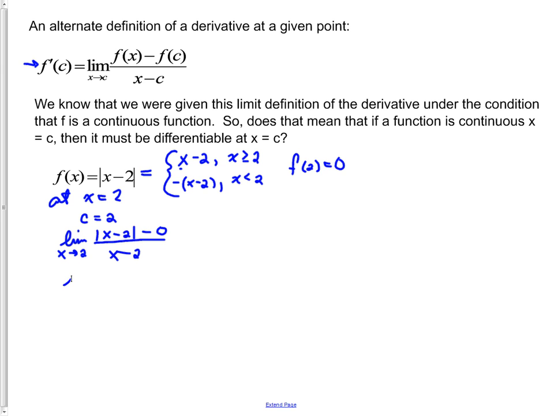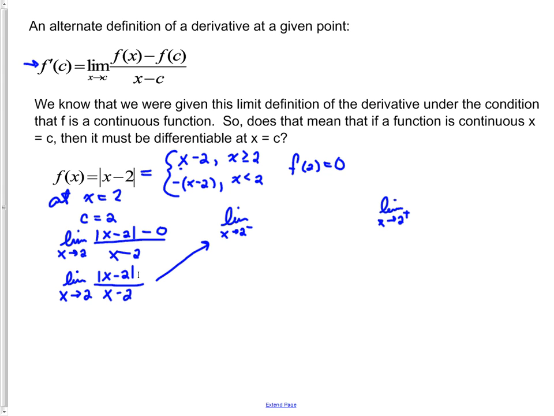Hopefully you see why. If you need to pause for a moment and figure that out, please do. So we're actually trying to take this limit as x approaches 2 of the absolute value of x minus 2 divided by the quantity x minus 2. And this is where we need this piecewise function, because we might actually have something different to the left and the right. So we need to take both one-sided limits right here. So let's take our limit as x approaches 2 from the left and compare it with our limit as x approaches 2 from the right.